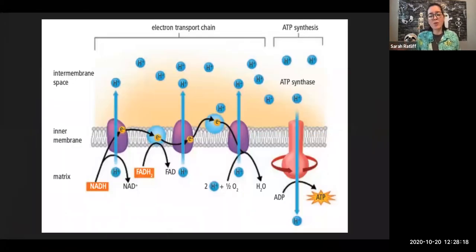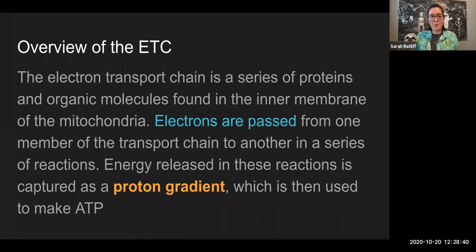Here's a brief overview. We'll break it down, don't worry. But we're taking these electron carriers, breaking them apart to release the electrons. We're using those hydrogen ions that we're breaking off to increase the gradient and ultimately power ATP synthase. Again, this should sound familiar. A very similar thing is happening during photosynthesis. So let's break this down.